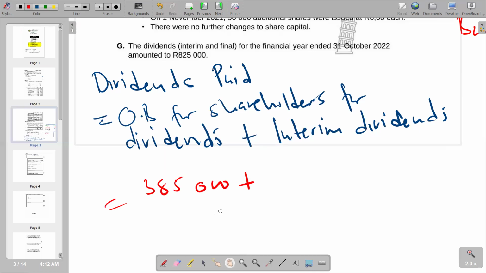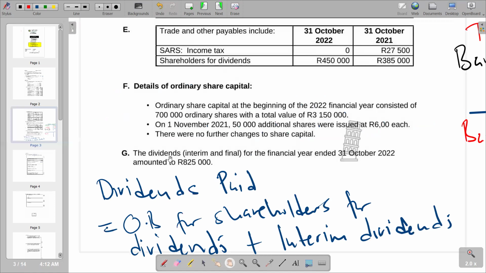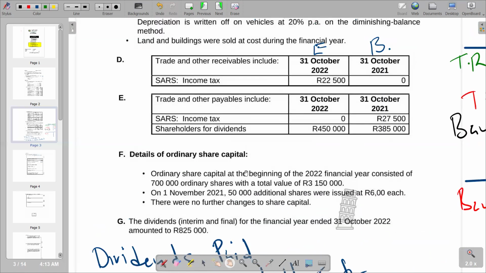And then we add the income dividends. How can we calculate the income dividends? We are given here that the dividends, interim and final, for the financial year ended 31 October 2022 amounted to 825,000. So basically, the interim plus final, we are using the figures for the current year. The final is 450,000, which is at the end. That is the final dividend.